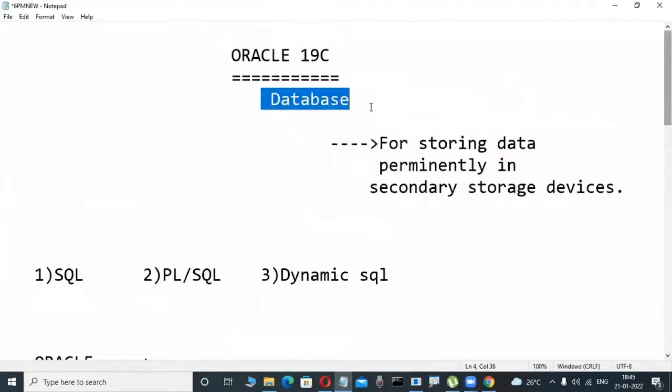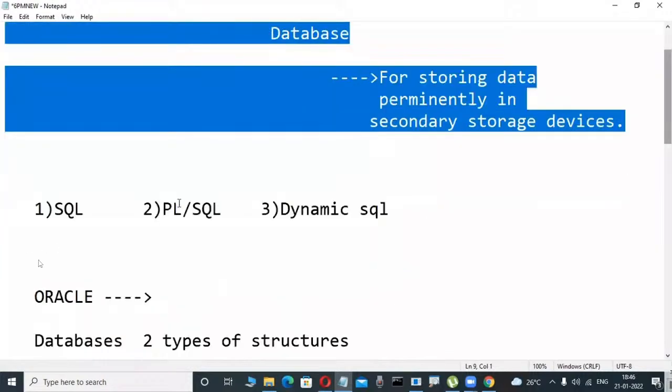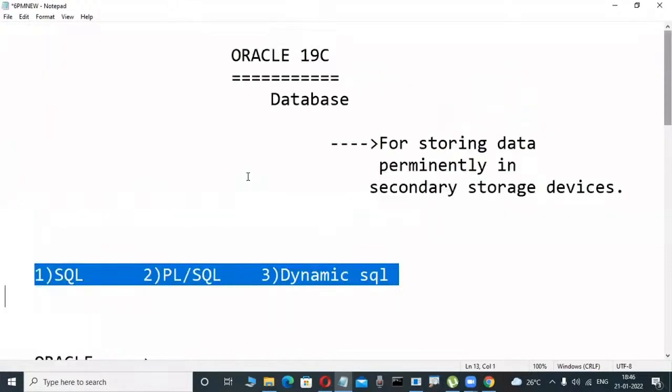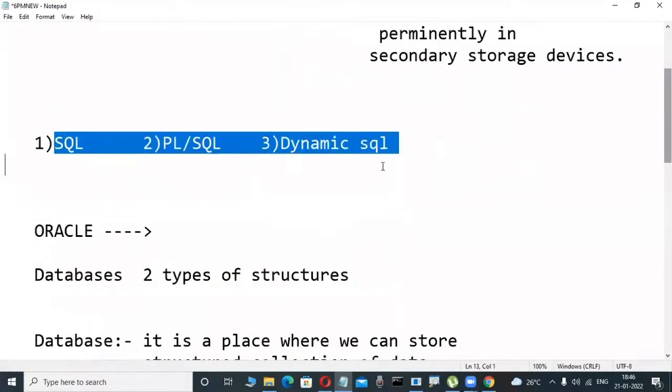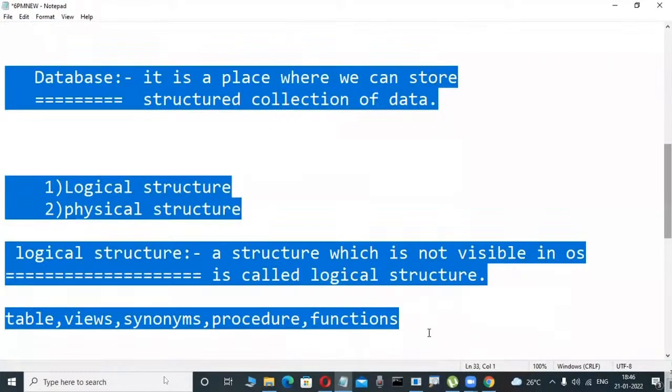What does the purpose of databases mean? Not only storing data permanently, but also retrieving and fetching the data in an efficient way from one place. If you want to operate Oracle software, we use SQL, PL/SQL, and dynamic SQL languages. Anywhere you learn an Oracle course, these three things are taught. That is a very small thing I'm telling you.